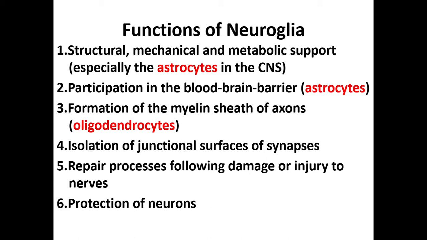Then repair processes following damage or injury to the nerves. So we have the nissl substances involved in cell injury. So we have the process of chromatolysis. And of course, very important, the neuroglia protects the nerve cells wherein it is associated.